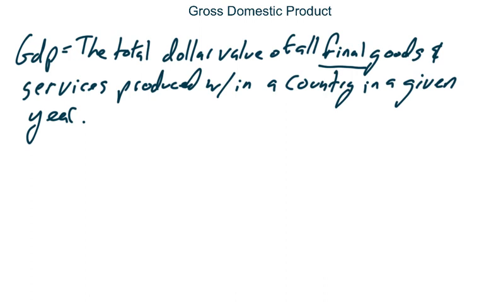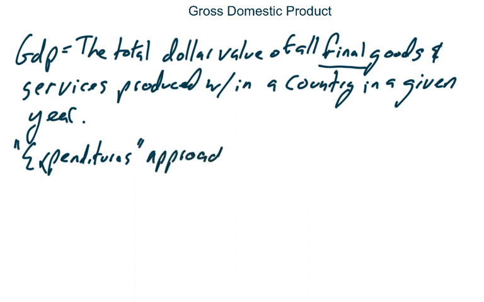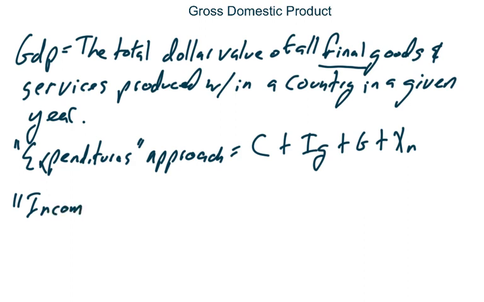Now, there's two ways that we calculate GDP. The first one is called the expenditures approach. And this is the one you guys are responsible for learning for class, right? Which is consumer spending plus gross business investment plus government spending plus net exports. But we also have the income approach. Now, it doesn't matter which one we use, we're going to get the same numbers, right? We prefer to use the expenditures approach because we get the answers a lot quicker, right?